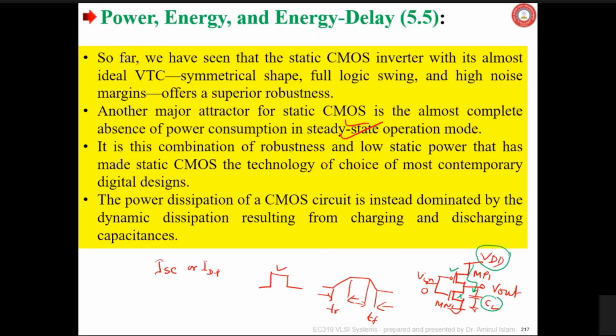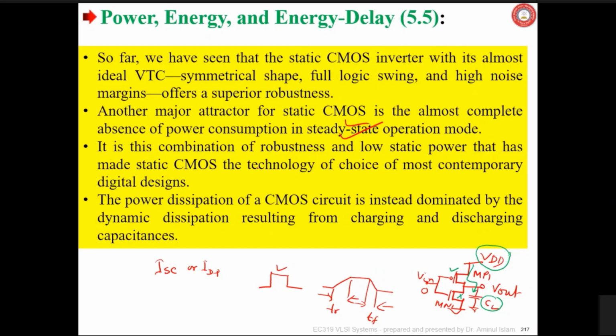So there is no dynamic power consumption. And you know that in steady state condition, either the pull-up network or the pull-down network is on, not both at a time. So there is no direct connection from VDD to ground, so there is no possibility of static power consumption. But there is leakage in today's small size MOSFET, so leakage will be there. If you ignore the leakage, then there is no steady state power consumption.